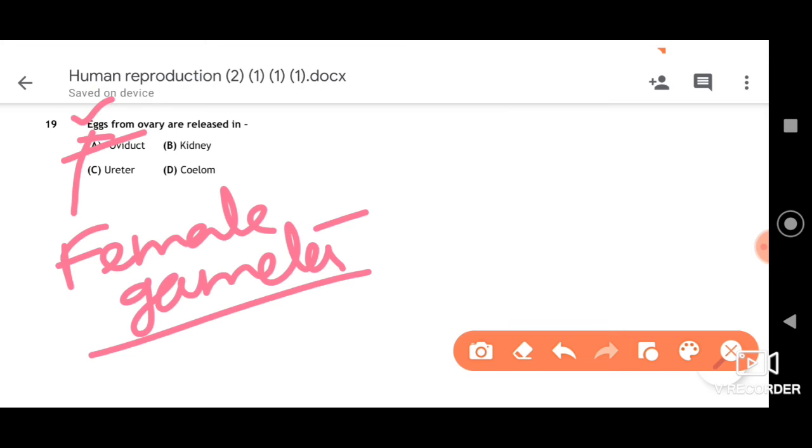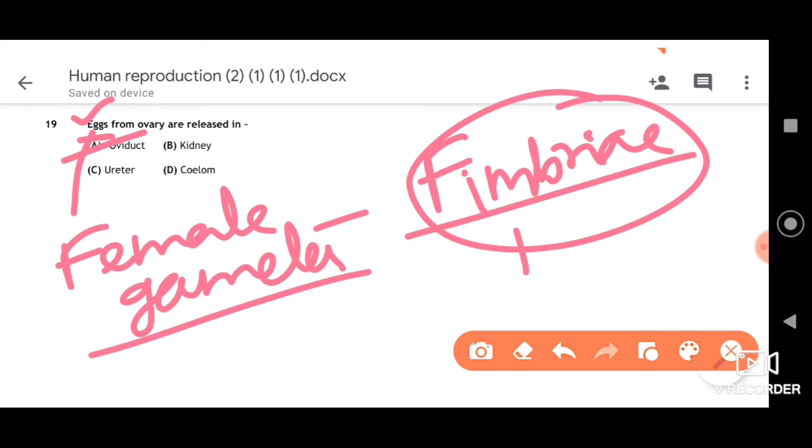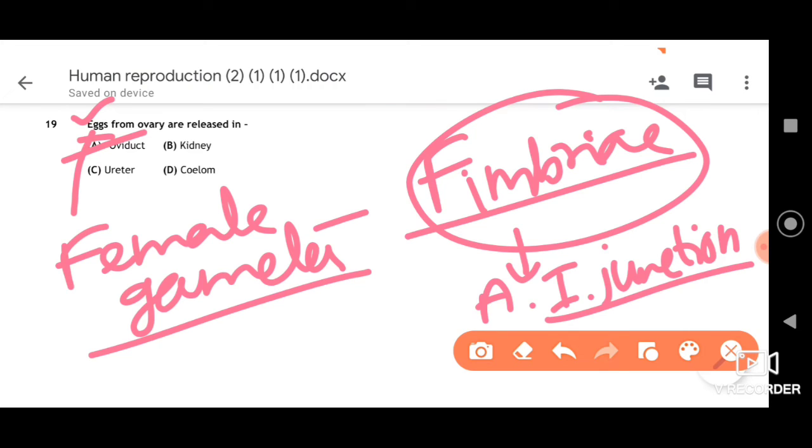In the proximal side of the oviduct, as I discussed in the previous questions, there are finger-like projections called the fimbriae. From the fimbriae the egg is pushed to the ampullary-isthmic junction, where, if there is a sperm, fertilization will occur. If not, after 48 hours the egg will degenerate. Anyway, the right answer here is option A.